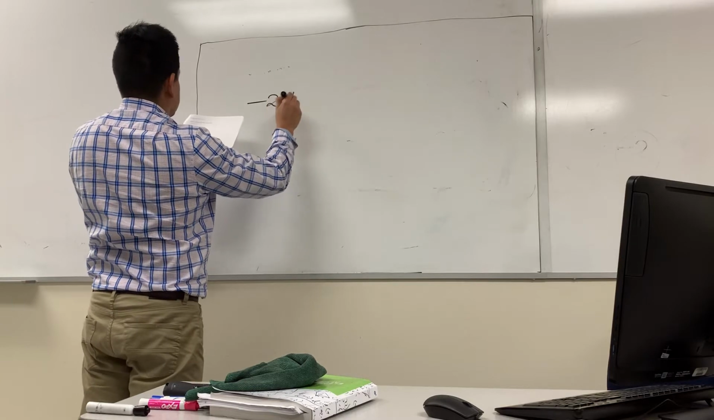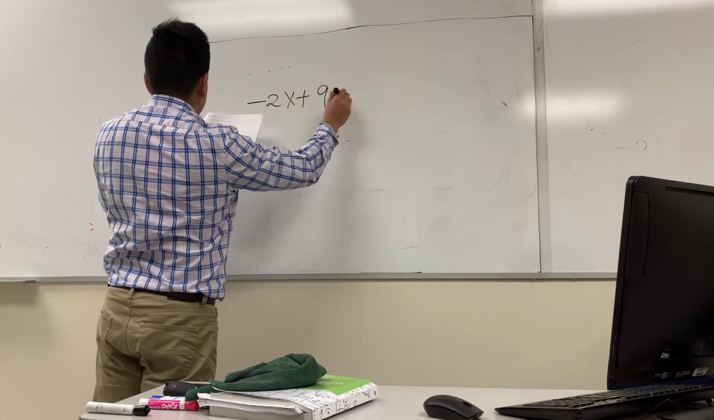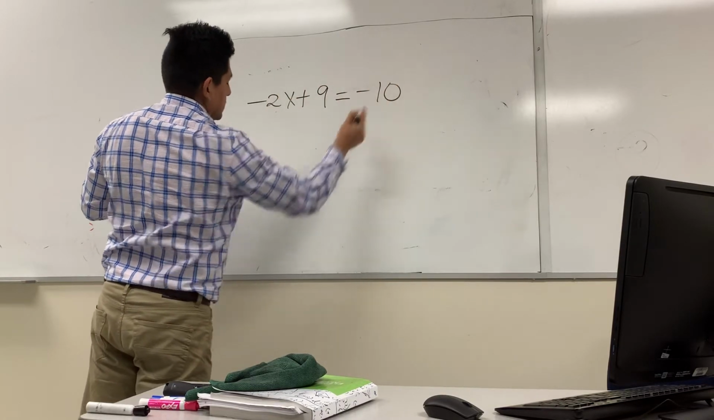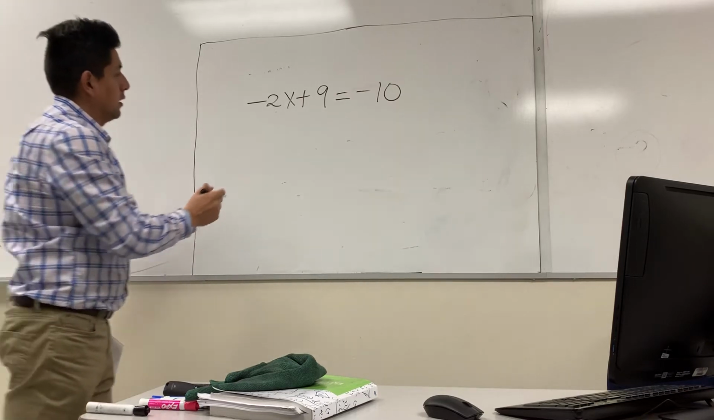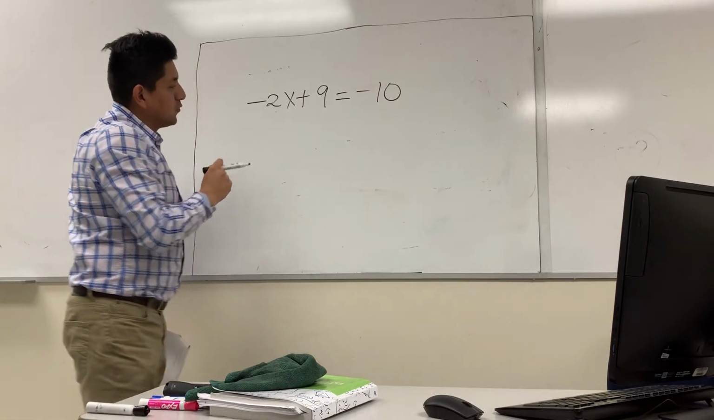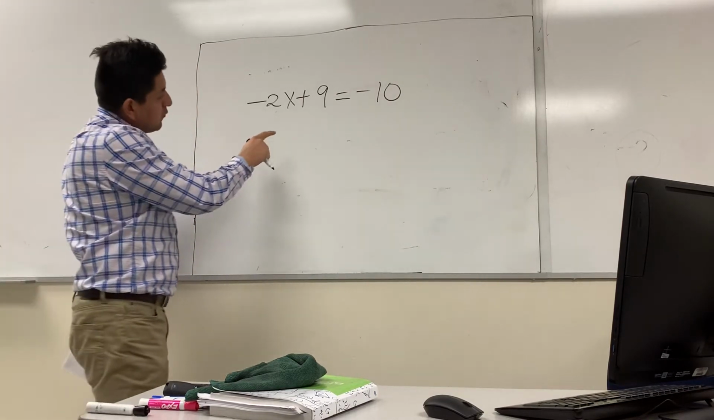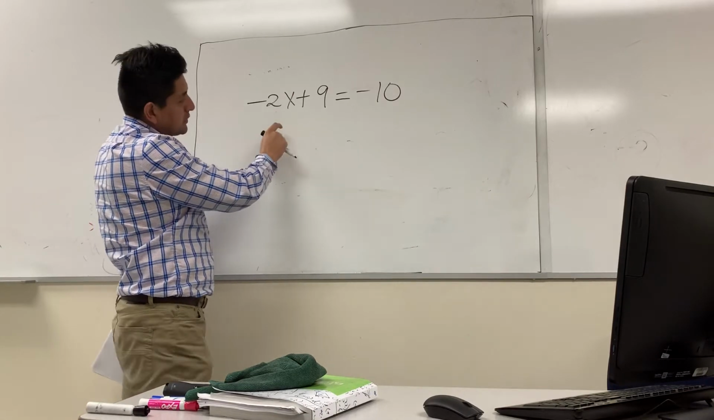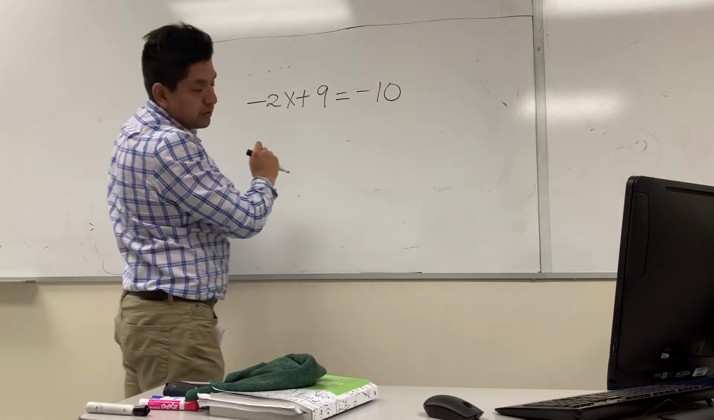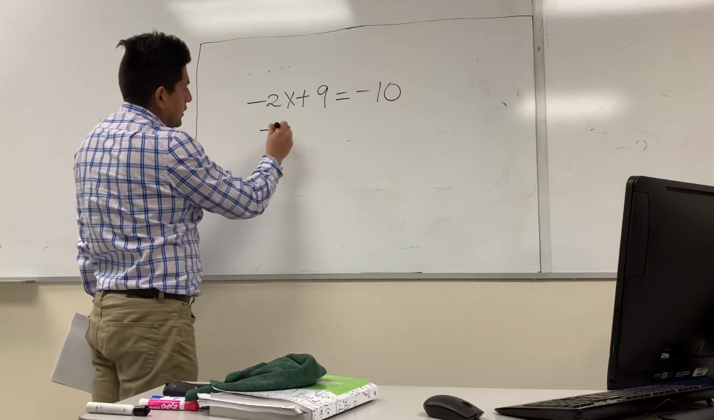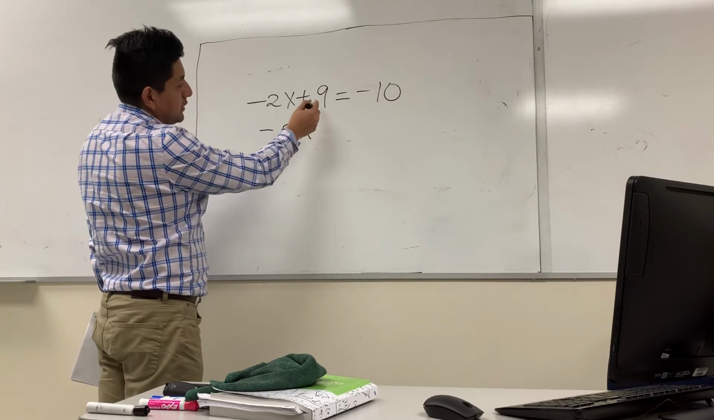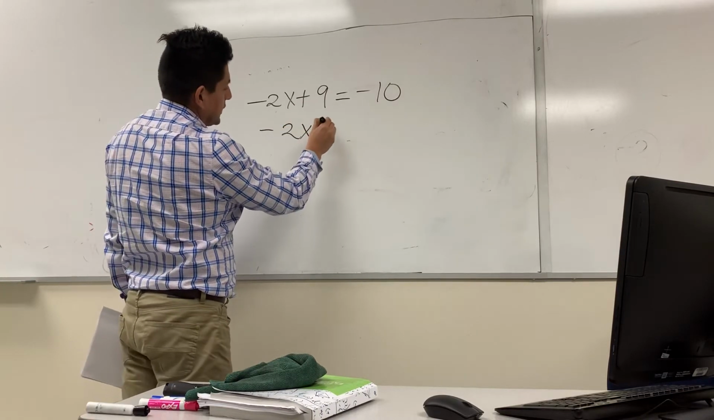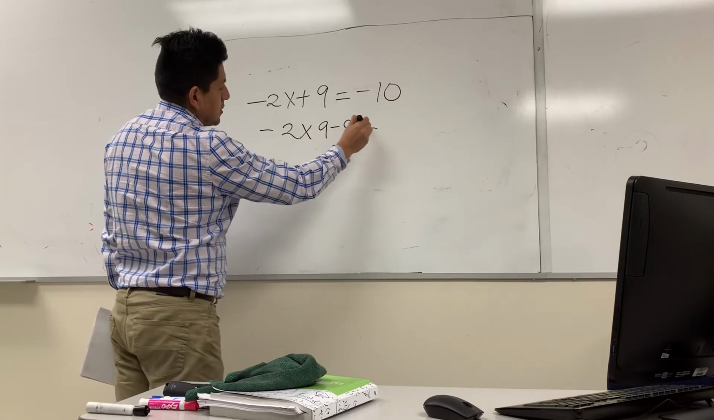Minus 2x plus 9 equals -10. I have to solve for x. The goal for me is to have all the variables on one side and the numbers on the other side. So -2x, I don't want that 9 right here, so I'm going to subtract 9 from both sides.